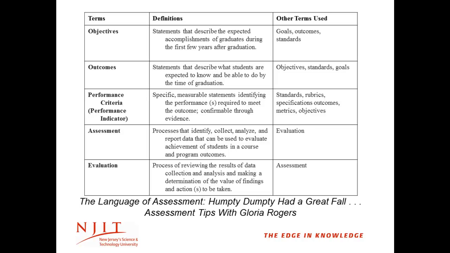So there's an article called The Language of Assessment, and these are some tips by somebody by the name of Gloria Rogers. She has talked about objectives, but we're talking about outcomes here. This is an example of a student outcome. The students will describe what is expected to know and to be able to do by the time of graduation. And then you're going to have to determine some sort of performance indicator.